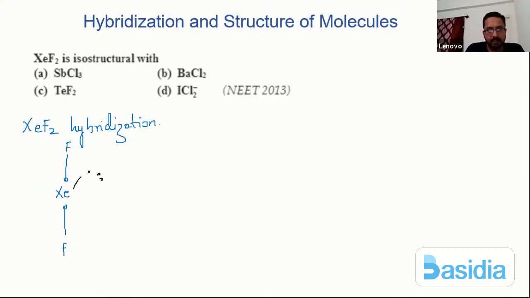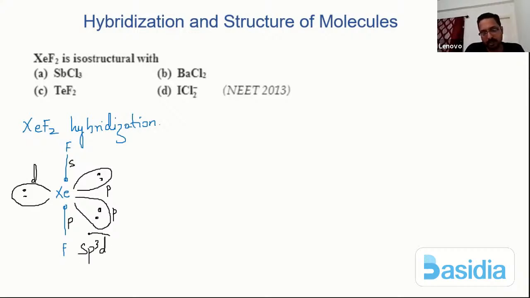So let me write them here. There's one lone pair of electrons here, another lone pair over here, and then another lone pair. Correct. So if I want to find out the hybridization in this case, if this is my S, and this is my P, the lone pairs here are going to be P, another P, and the D. So hybridization is going to be sp3d hybridization. Correct. What is the overall geometry over here? Overall geometry is trigonal bipyramidal structure.